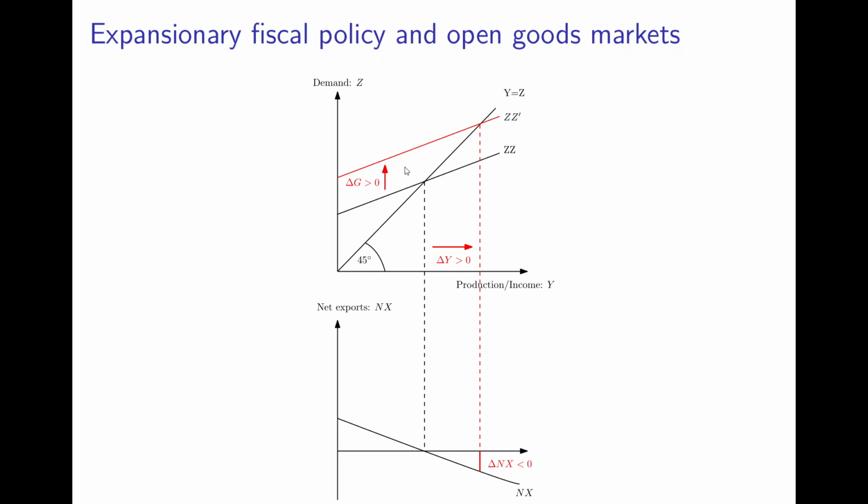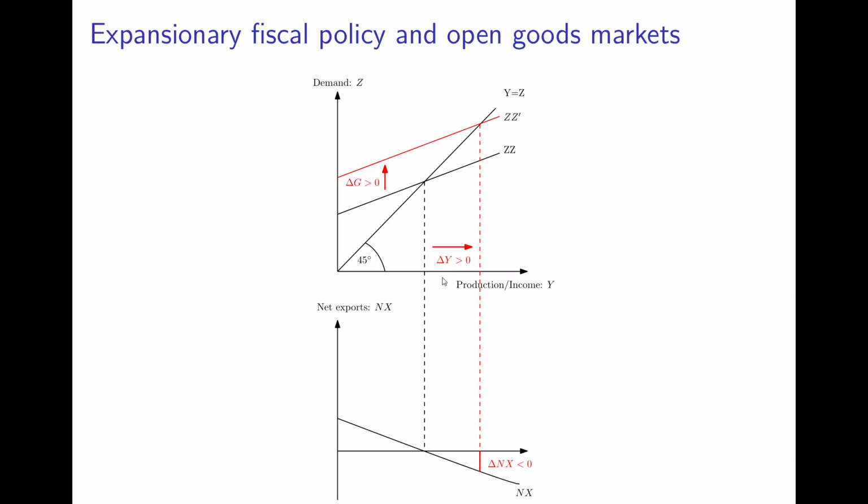Now the government enacts expansionary fiscal policy. So it increases government spending on consumption. That means delta G is positive and the ZZ curve shifts upwards to ZZ prime. We have a new goods market equilibrium where the ZZ prime curve intersects with the 45-degree line. And this is associated, as we see, with a multiplier effect as in the closed economy, so that incomes increase by more than the government spending initially increased.